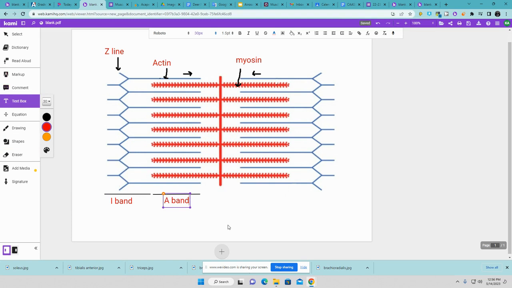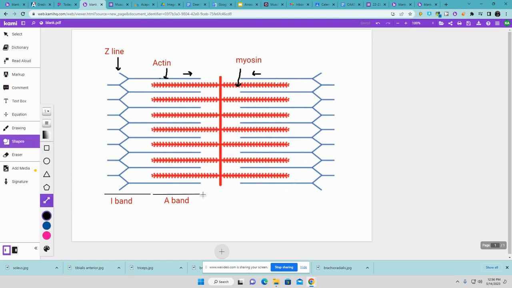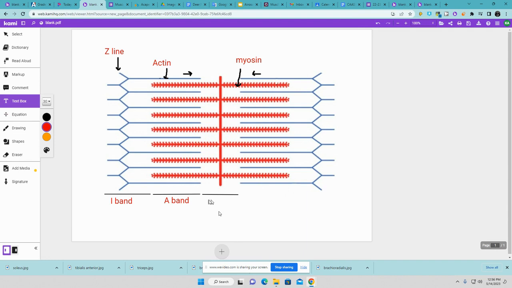And then you have this region in the middle that contains only thick filaments, and obviously it's the same thing on this side. This region in the middle is not quite as dark as the A band, but it's darker than the I band. That's called the H zone, or the H band. And basically the middle, where the myosin is connected to each other, that's called the M line. M line. And that can be seen under a microscope.